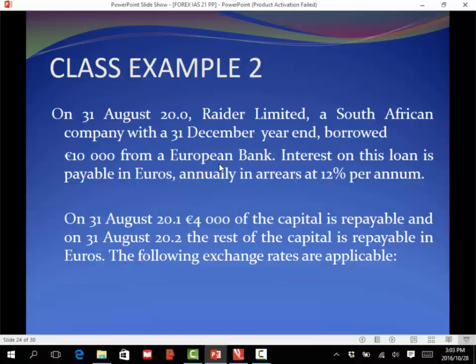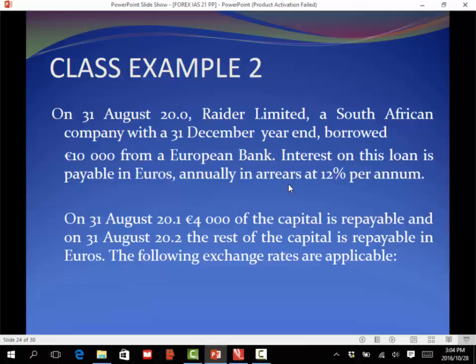Let's read the question. On the 31st of August 20.0, Raider Limited, a South African company with a 31 December year-end, borrowed 10,000 euros from a European bank. Interest on this loan is payable in euros annually in arrears at 12% per annum. On the 31st of August 20.1, 4,000 euros of the capital is repayable, and on 31 August 20.2, the rest of the capital is repayable also in euros.